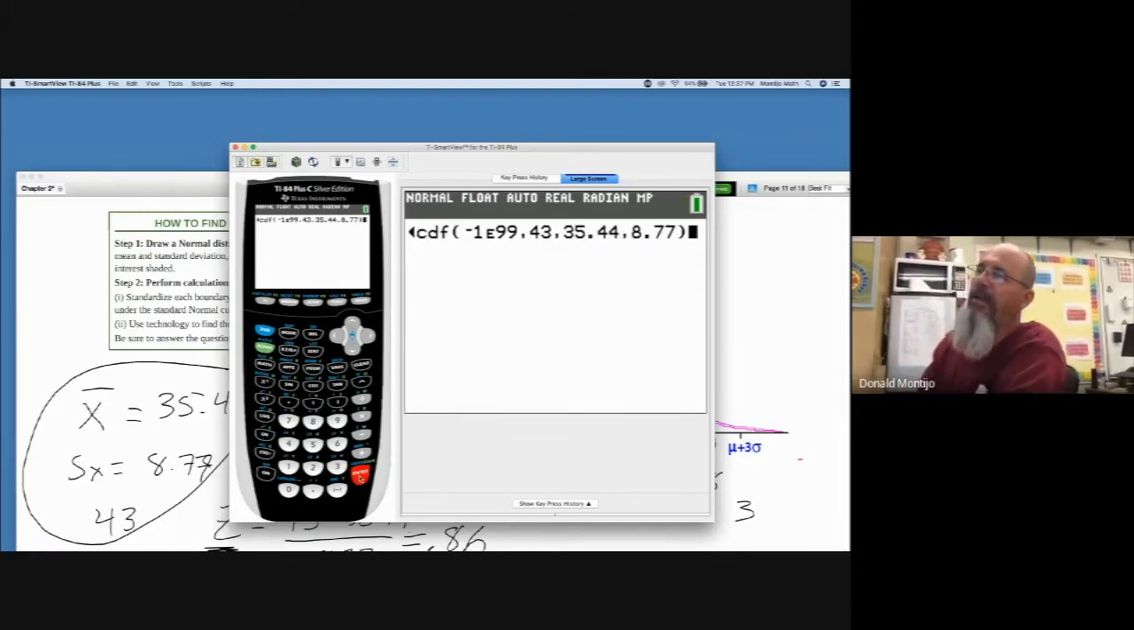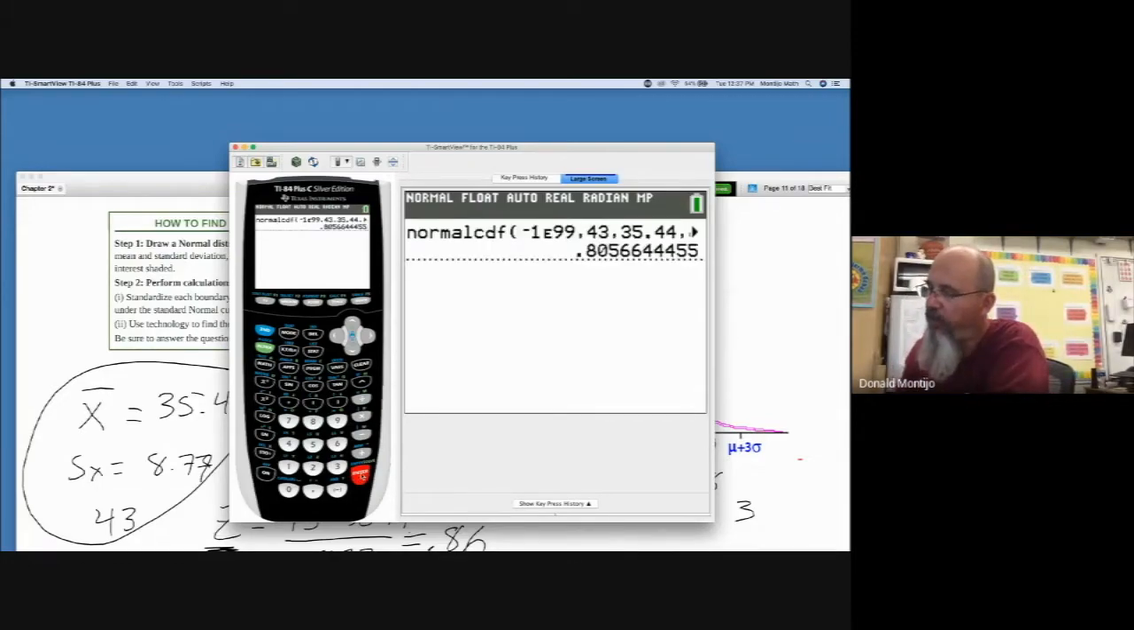If you have an older calculator, you'll have to use parentheses and type it in this way. So you'll see normal CDF, lower bound, upper bound, mean, standard deviation. Hit enter and it does all the work for you, 0.8056. Well, that's pretty much what we found when we looked at table A.